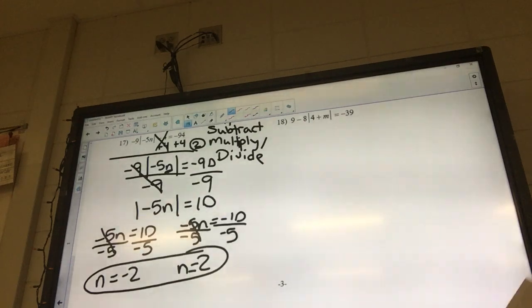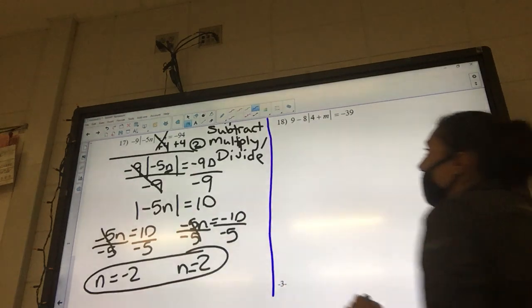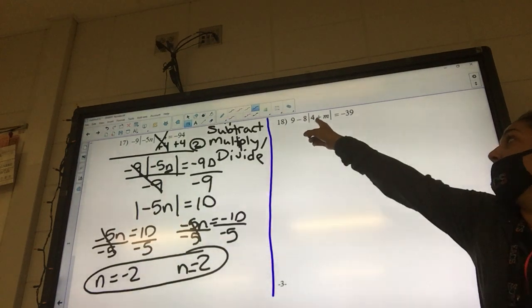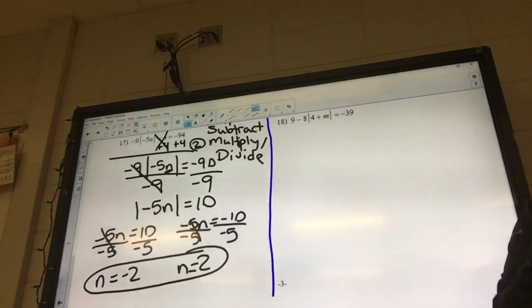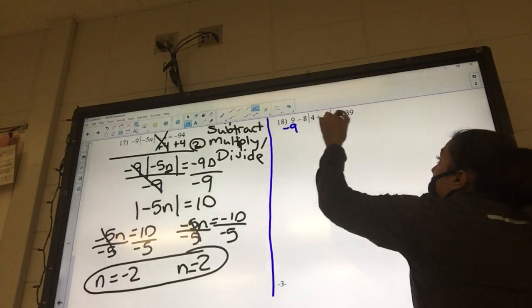Okay, let's look at 18. We need to add or subtract first. So what are we going to add or subtract first? Not the 8. The 8 is right next to that. What does it mean when it's right next to something? It means multiply. So what's the number that we need to add or subtract first? The 9. So we're saying -9 on both sides.